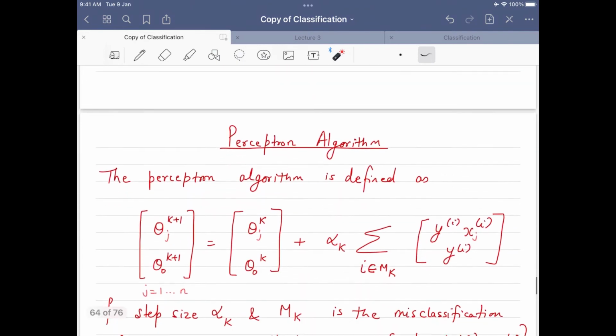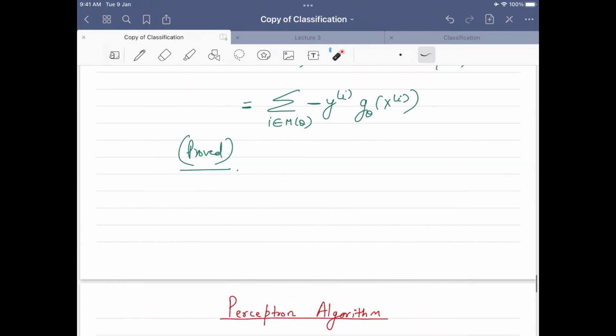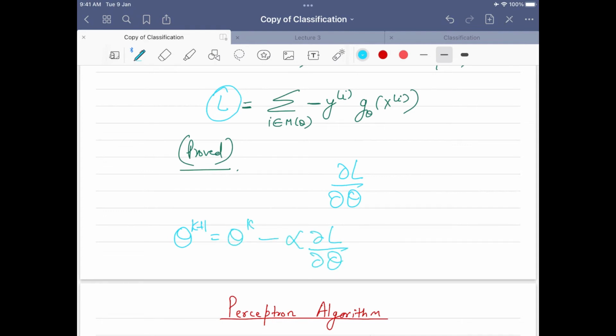So the perceptron algorithm, we will see that now. This is the loss function actually, and what you have to do is take the loss function's derivative with respect to theta, which we are already doing so many times, and then come up with the new theta k plus 1 as old theta minus alpha times the derivative of the loss with respect to theta. So basically you have to use gradient descent.